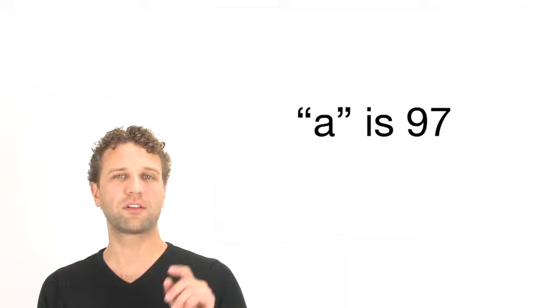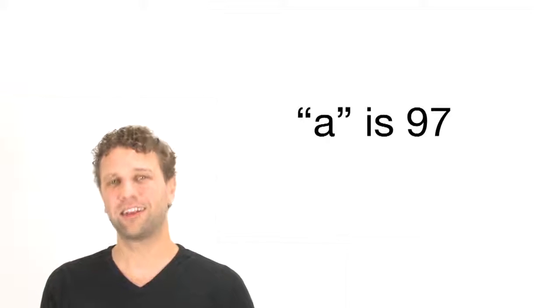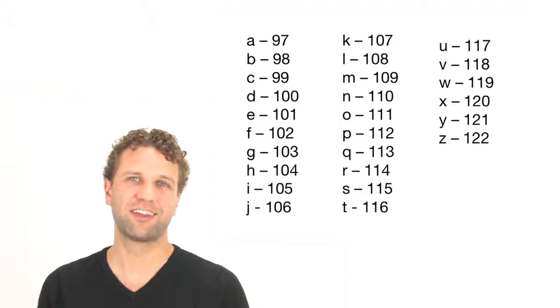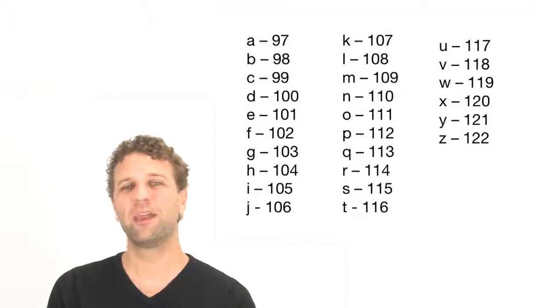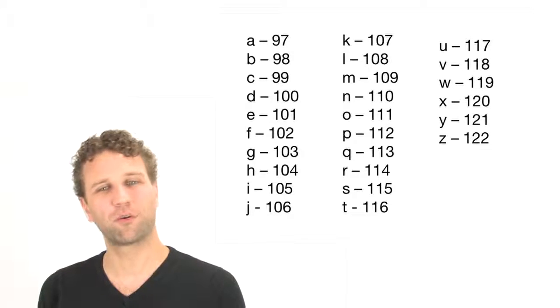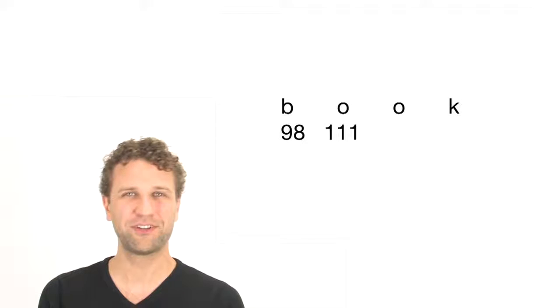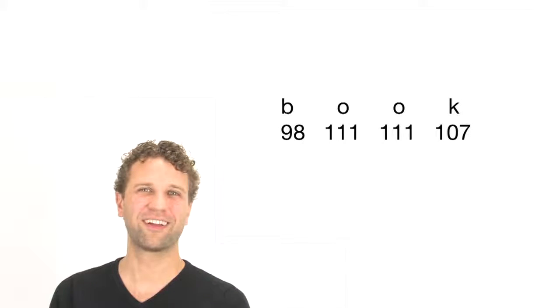For simplicity, we'll just use the letters of the English alphabet, A through Z. So we're going to assign a number to each letter, and for reasons you'll see in a few minutes, we're going to start the letter A at 97. The numbers go in order with the letters, as you can see. And this puts Z at 122. So if we use our letter code to spell the word book, then we get 98, 111, 111, 107.